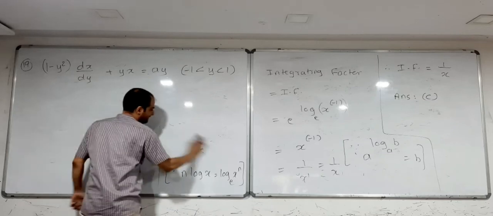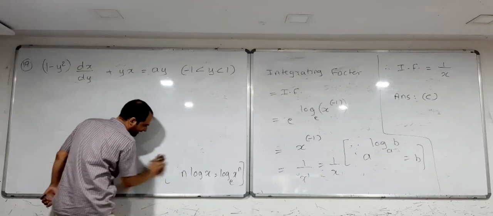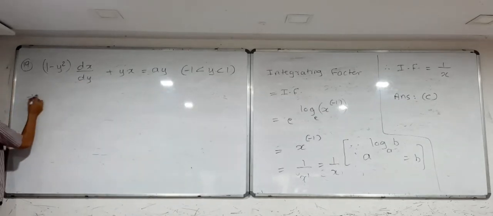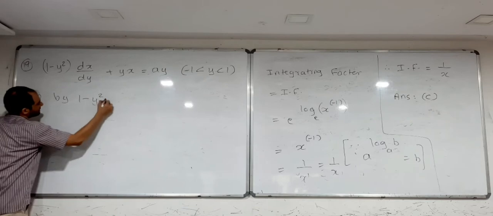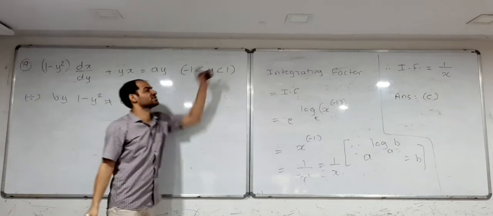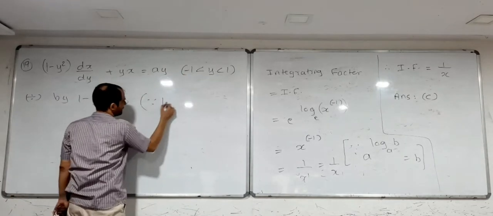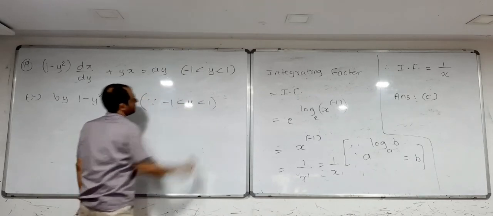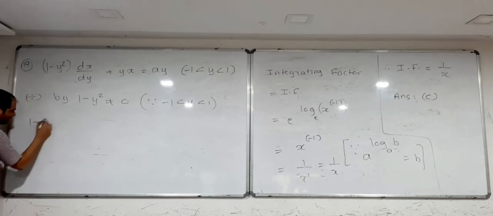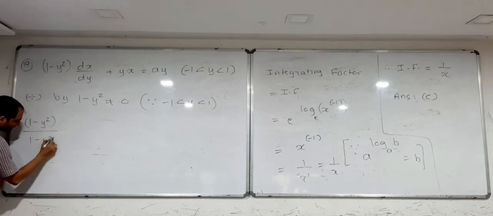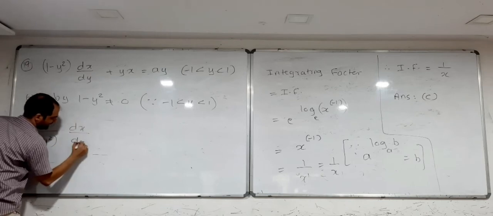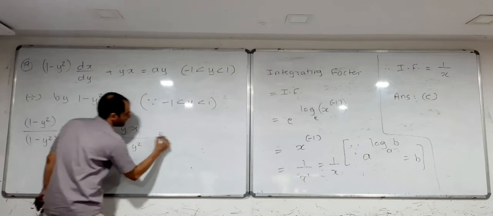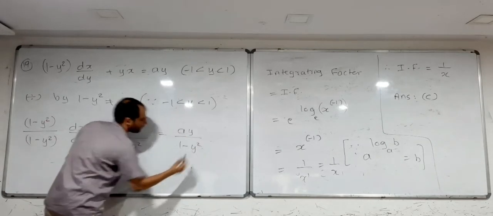So I will divide the given differential equation by 1 minus y square, which is not equal to 0 because y is not minus 1 or 1. That's why this is not equal to 0. Why is this not 0? Because -1 less than y less than 1. So 1 minus y square upon 1 minus y square into dx by dy plus yx upon 1 minus y square is equal to ay upon 1 minus y square.